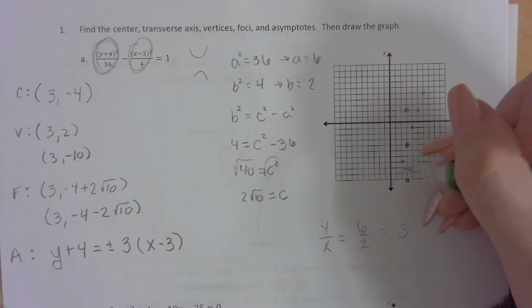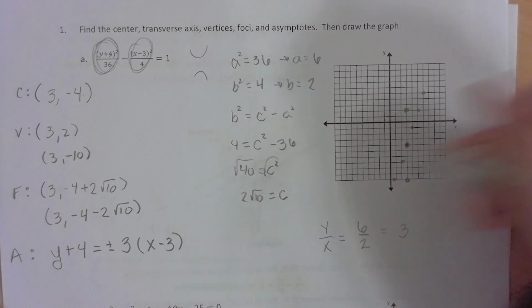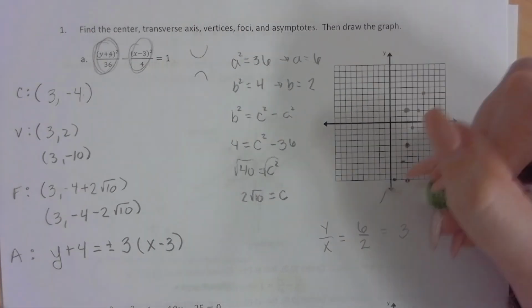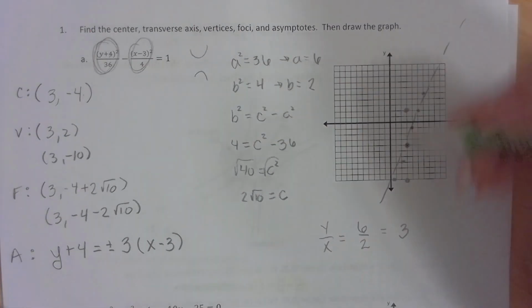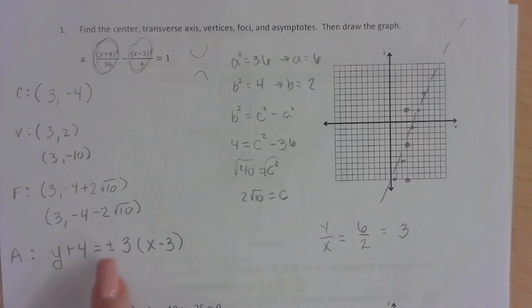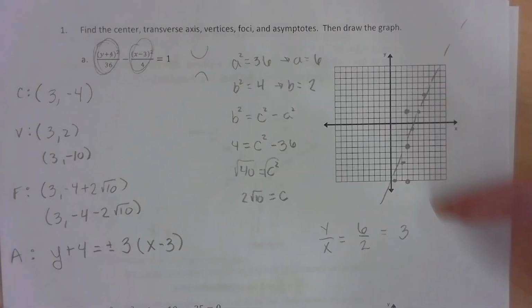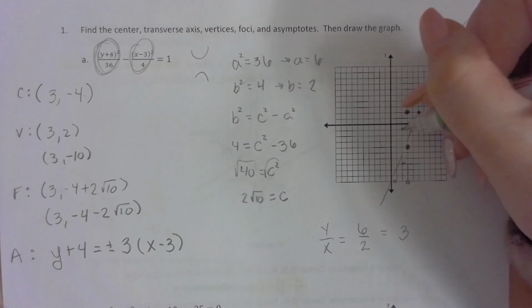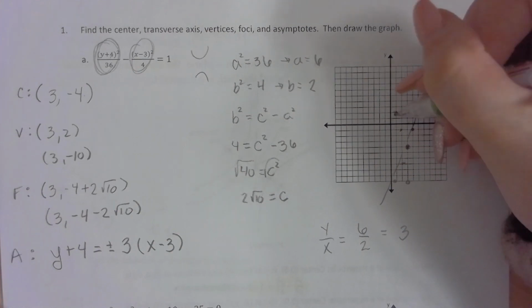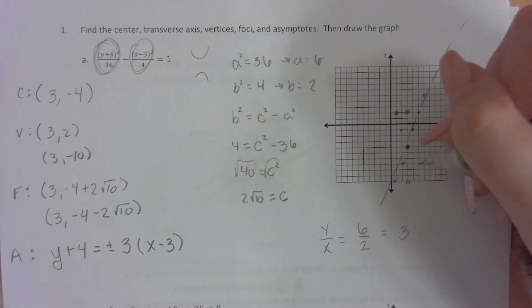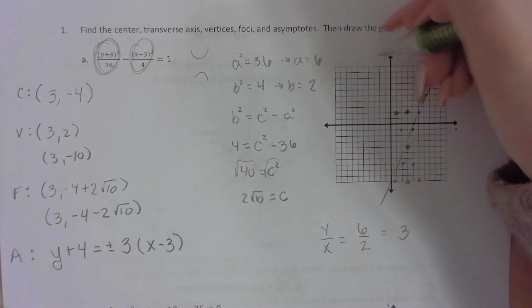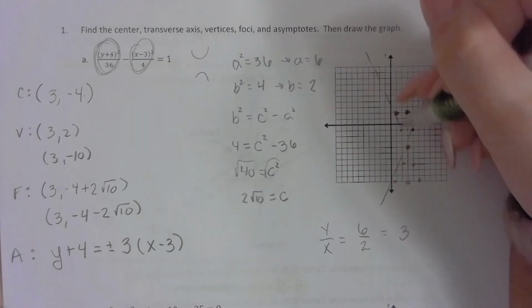And then there's one of them, we're also going to go in the other direction, plus or minus. So that was our positive 3. Now we need to do our negative 3 slope. So 3 over 1, 3 over 1, 3 over 1, 3 over 1. There's our other. So now we know how wide to make our hyperbola.